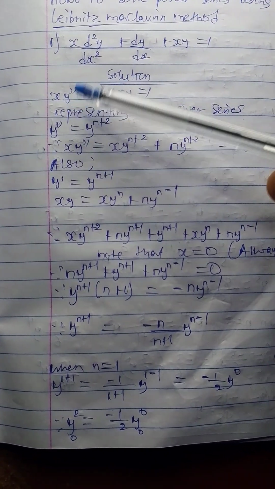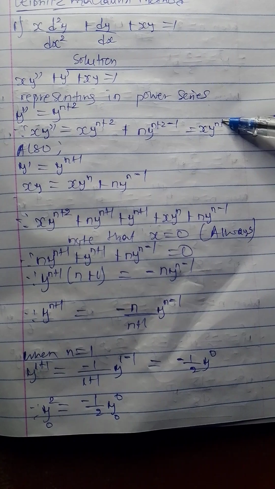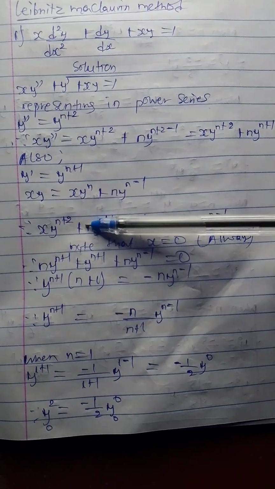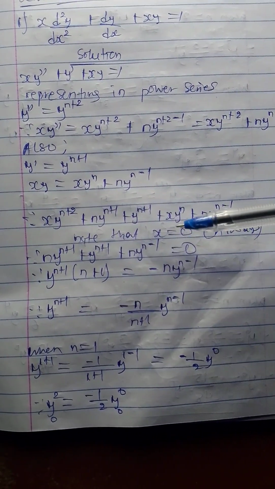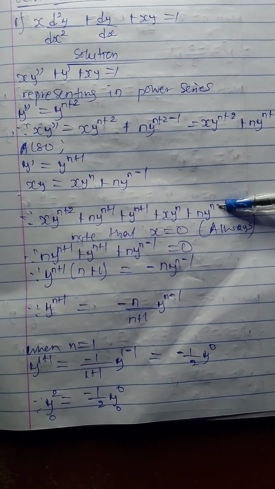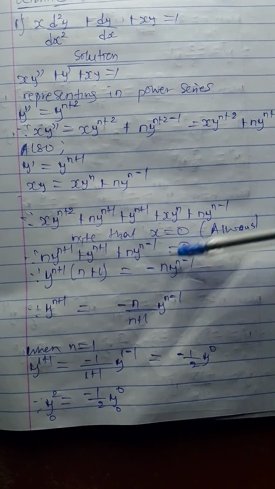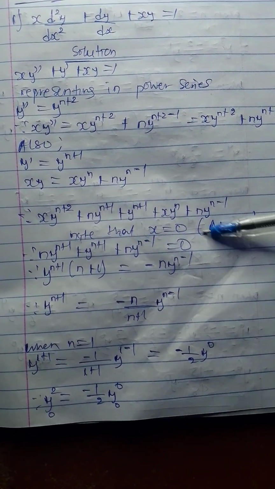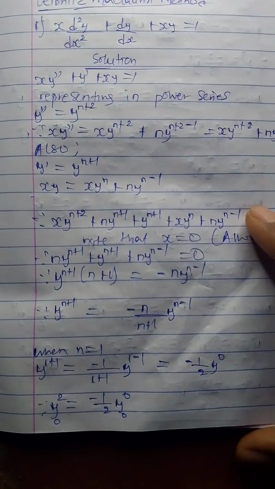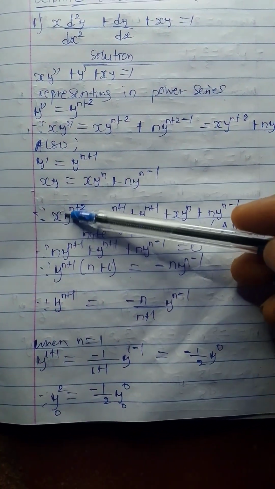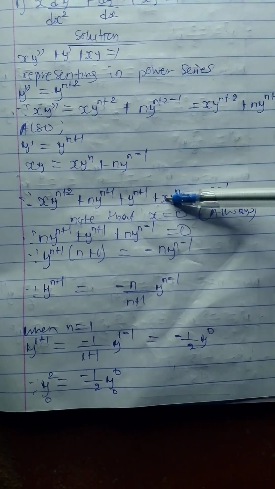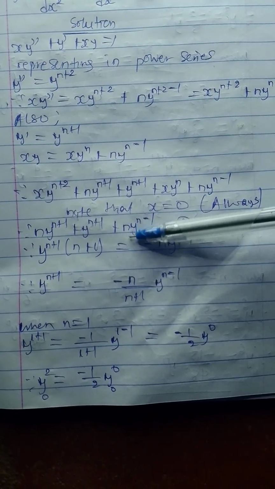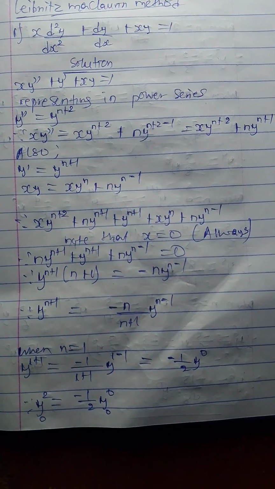Okay, so put everything into this equation. My answer for x y'' was x y raised by n plus 2 plus n y raised by n plus 1. My answer for y' is y raised by n plus 1. My answer for xy was x y raised by n plus n y raised by n minus 1. Also know that x is always equal to 0 in solving power series. So put the values in this equation. x is 0, this one is gone. It remains n y raised by n plus 1 plus y raised by n plus 1. x is 0, this one is gone. Remain n y raised by n minus 1 is equal to 0, because if you differentiate this one it is 0. So it's 0.